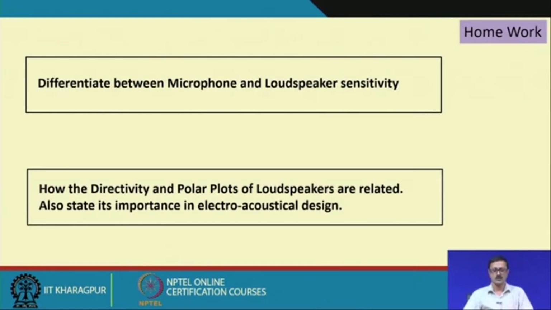So, let us take some homework. These two homework questions I have designed are not mathematical, they are just a kind of discussion or understanding. Can you differentiate between the microphone sensitivity and the loudspeaker sensitivity? There is a little difference between them. Another one is how the directivity and the polar plots of a loudspeaker are related, and what is the importance of these polar plots, do you think, for the electroacoustical design?